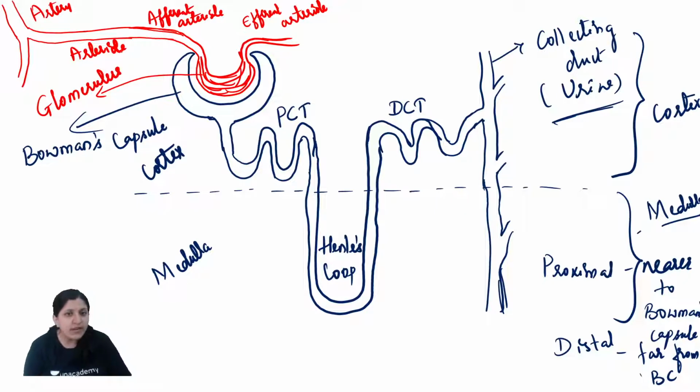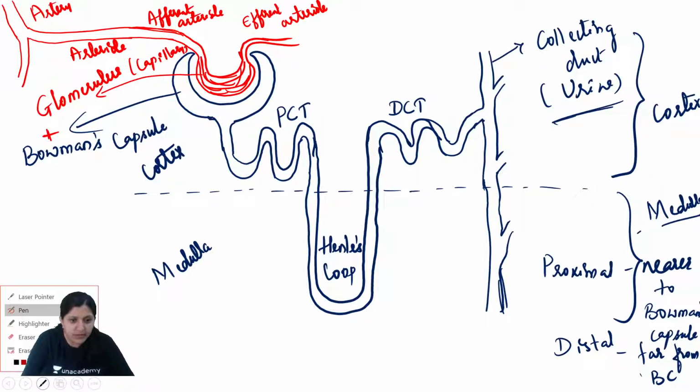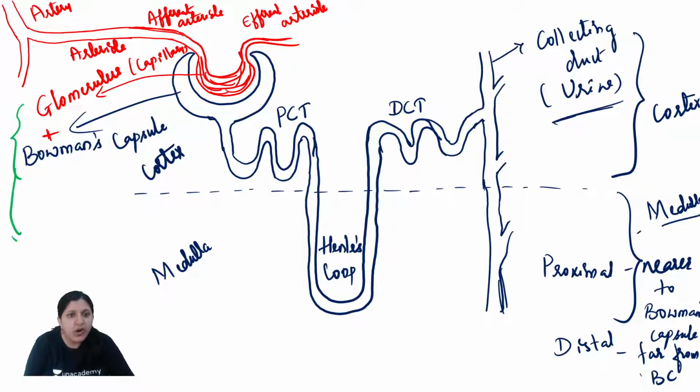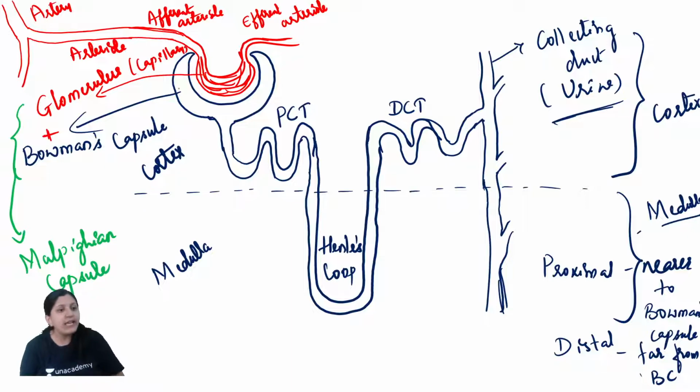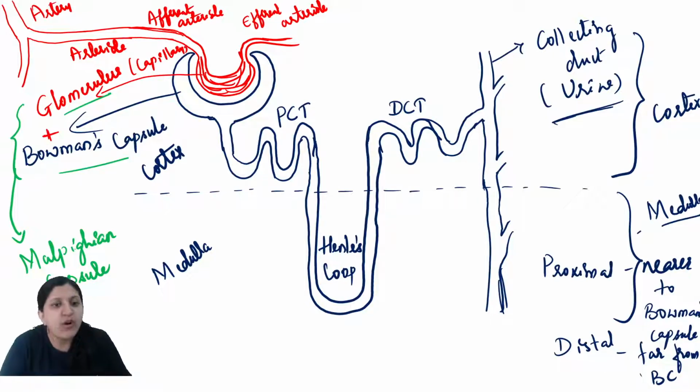Glomerulus is nothing but a capillary itself. Now this glomerulus together with the Bowman's capsule, we have given a different name. Both of these together we call a Malpighian capsule. When you hear the term Malpighian capsule, it is basically including the Bowman's capsule and the glomerulus. Both of them together form a Malpighian capsule.